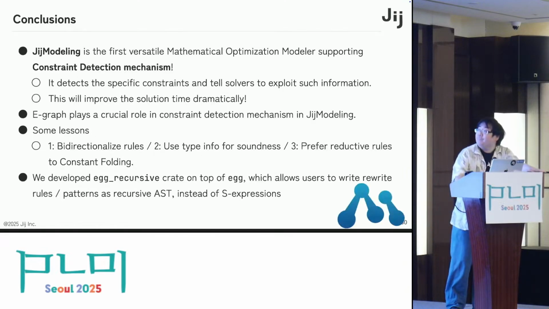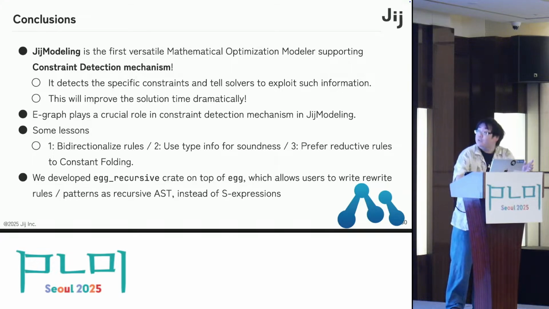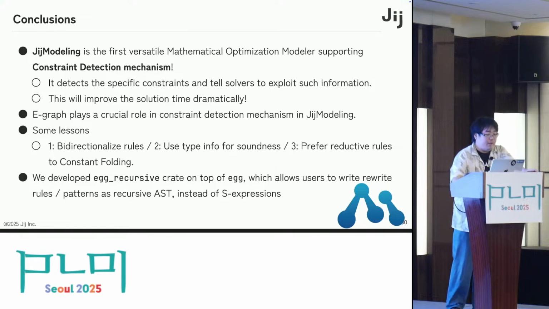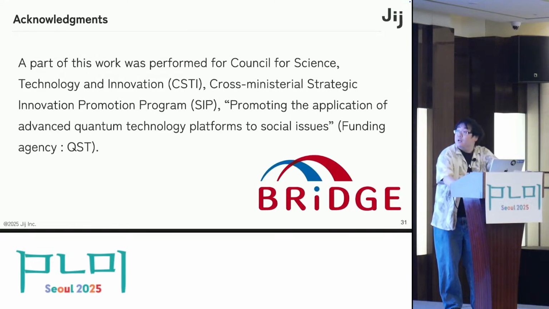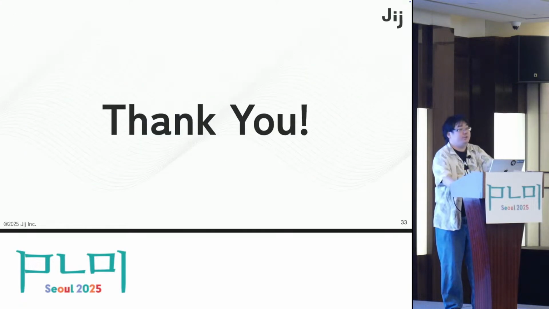Thanks. Okay, here are the conclusions. JijModeling is, to our knowledge, the first versatile mathematical optimization modeler supporting a constraint detection mechanism. It detects specific constraints and tells solvers to exploit such information. This will improve the solution time dramatically, and e-graphs play a crucial role in such a mechanism in JijModeling. We skimmed through some lessons, and we also introduced egg-recursive. Part of this work is supported by the Council for Science in Japan. Okay, here are references, and thank you.